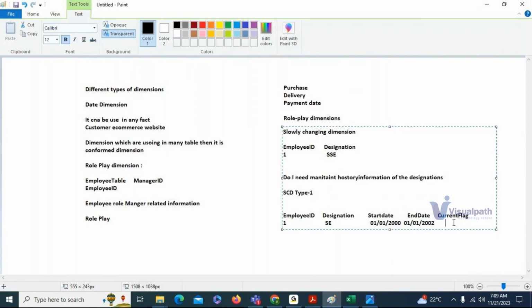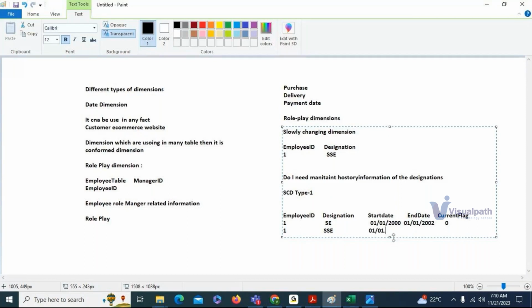Right now, yes. If you insert a new row, the same employee, his designation is senior software engineer. It changed. Since it ended in 2002, the current flag will be 0. Why have I given 0? Because it ended on a particular date. If there is an end date which is less than or equal to the current date, then the current flag will be zero.